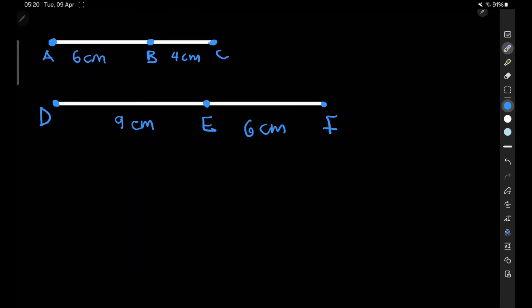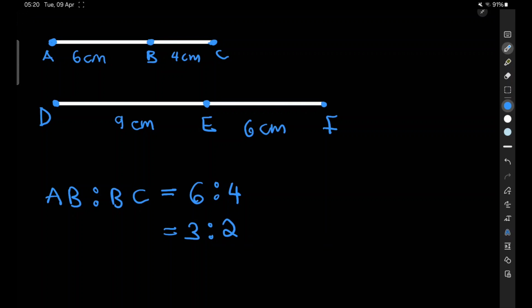Okay, another example of the idea of proportionality or ratios: let's say we're given two lines, line ABC and DEF. From AB, the ratio between AB and BC would be equal to 6:4. If we were to simplify that, we need to divide by the common factor of 2. Dividing 6 by 2 and 4 by 2, we get 3 and 2 respectively, so 3:2.